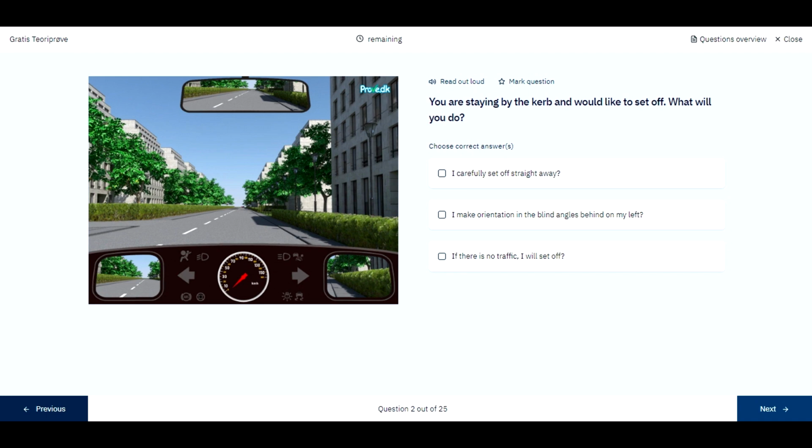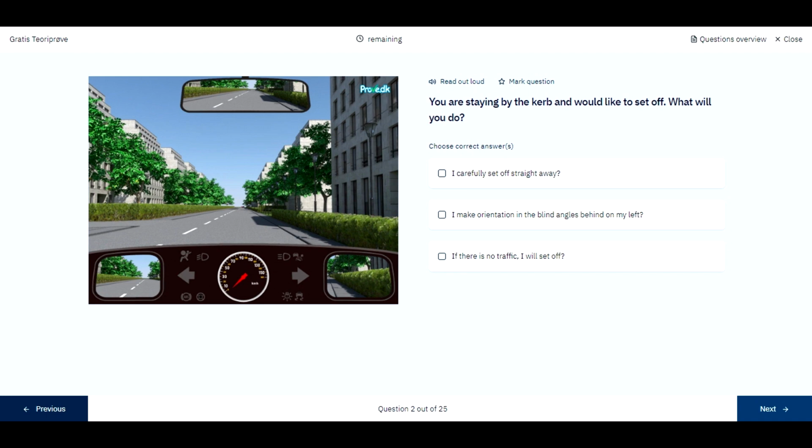I carefully set off straight away. I make orientation in the blind angles, behind on my left. If there is no traffic, I will set off. In the introduction, it is not stated whether there is anyone in the blind spots or not. Before starting your vehicle, it's crucial to orient yourself and check your blind spots by looking over your shoulder. Don't rush into starting the car right away.